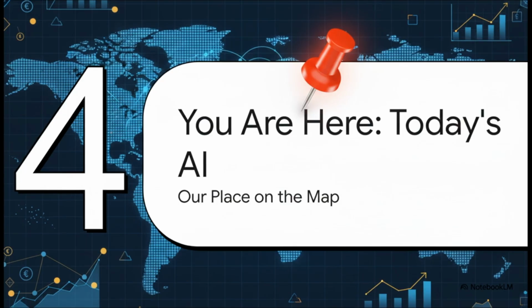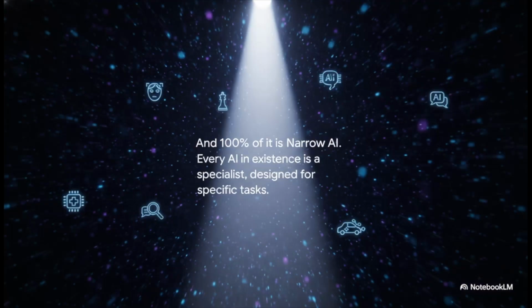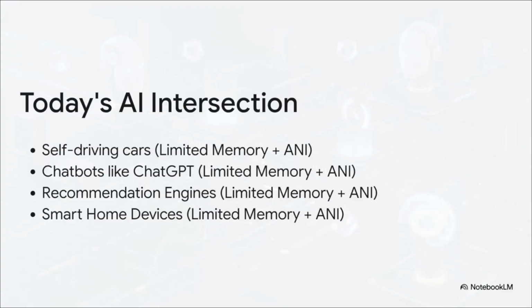So now that we've explored both of our maps, how AI works and how powerful it is, we can finally pinpoint our exact location. Let's stick a big "You Are Here" pin on the map. So, based on that first route we took, the one about functionality, it's pretty clear. Virtually all the AI you use on a daily basis is limited memory AI. And if we look at our second map, the one about capability, well, all of it is narrow AI. 100%, no exceptions.